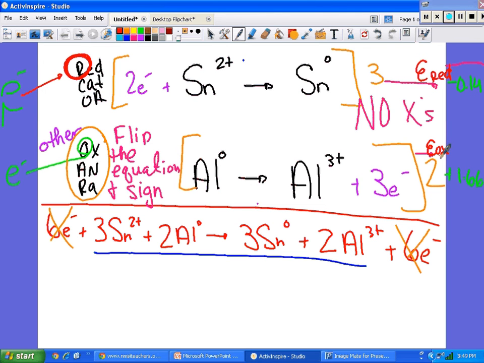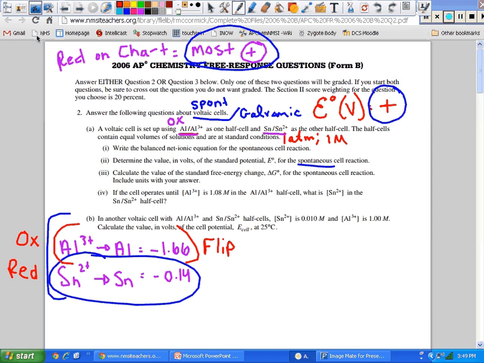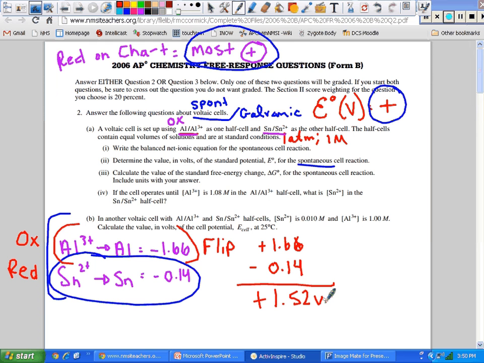I guess to make it a little bit easier if I just come back over here. All right, so let's do this. We have positive 1.66 minus 0.14. Is that what it was? Is that right? Yeah. Okay. And then just add them together. And you should come up with a positive 1.52 volts. You don't necessarily have to put the positive, but I would just to make sure. But you do have to include the volts.